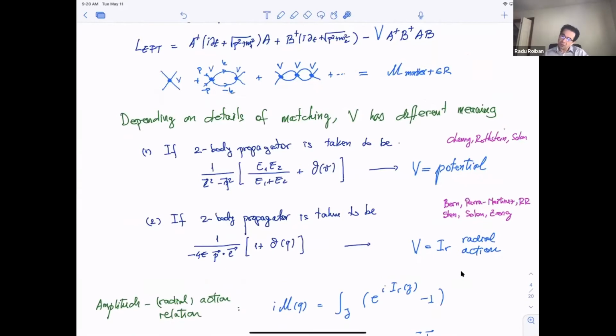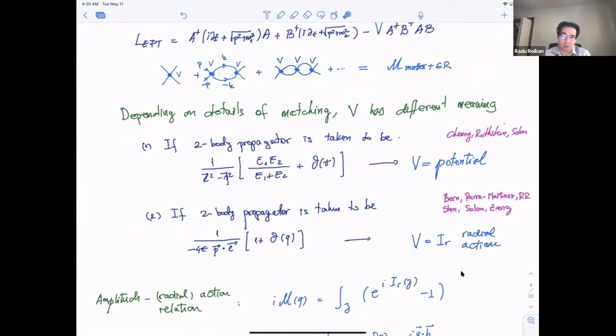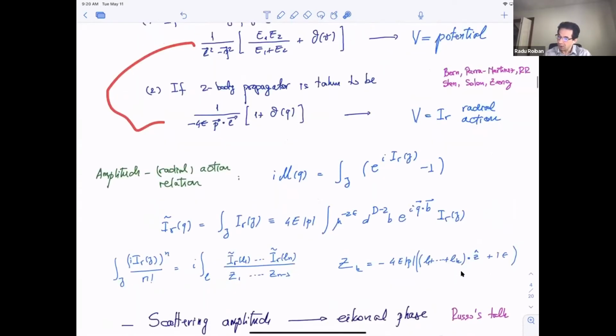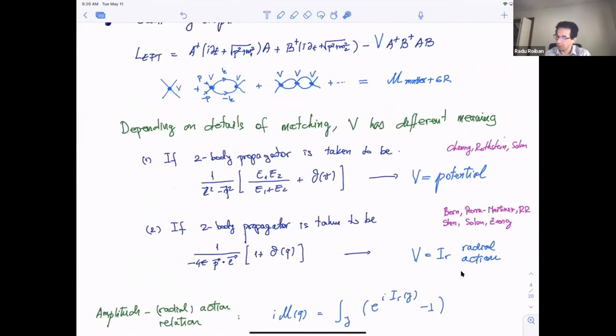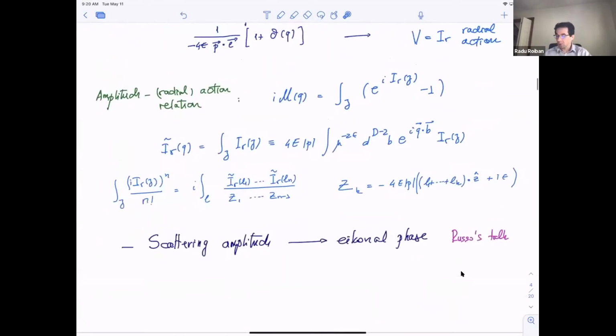Now, one might, of course, ask the question, gee, but there is only one amplitude. What are you doing here? Well, the idea is that the difference between these two choices of poles represents a different choice in these i's here, and especially in the choice of what iteration terms are in the amplitude. And this is what leads to the difference in the interpretation of V as potential versus radial action. Now, in the same spirit, starting from a scattering amplitude, one can, of course, construct an eikonal phase. This was described in Russo's talk at the conference, so let me not dwell on that.